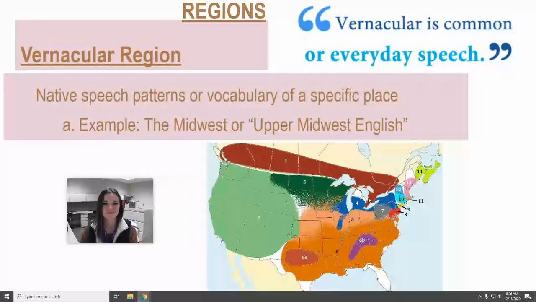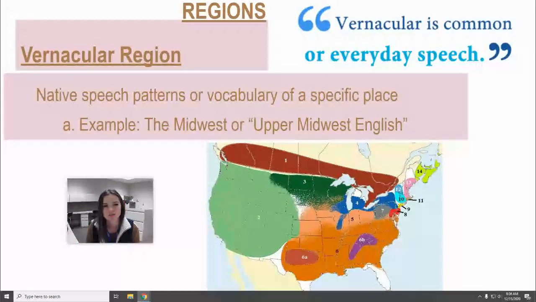And then vernacular region. Vernacular is common or everyday speech. So vernacular regions are native speech patterns or vocabulary of a specific place. For an example, the Midwest or Upper Midwest English, right? Ope, the way we say boat. On the East Coast, it's hard to understand their R's, right? Go have some lobster. So that is vernacular, everyday speech regions.